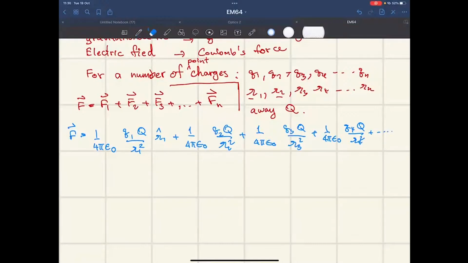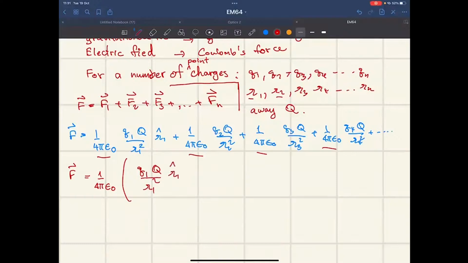Since they share the same factor, we can pull it out of the equation. Our F becomes 1/4 pi epsilon naught, and we can put Q1 Q divided by R1 squared, R1, plus Q2 Q divided by R2 squared, R2, and plus Qn Q divided by Rn squared, Rn.